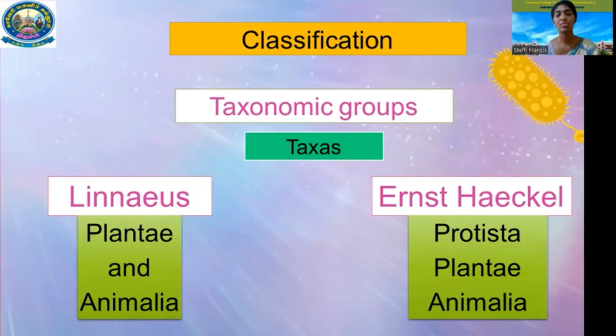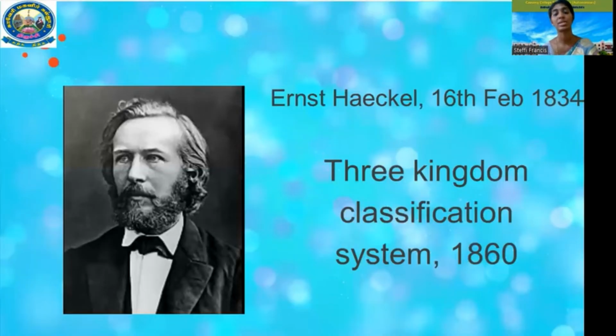The classification of living organisms is a complex and controversial subject because of the different taxonomic classification schemes available at different times. In this slide, you can see two types of classification. One was given by Linnaeus and one was given by Ernst Haeckel. Linnaeus classified into two kingdoms, namely Plantae and Animalia, whereas Ernst Haeckel classified it as three kingdoms, namely Protista, Plantae and Animalia. Now let us discuss Ernst Haeckel.